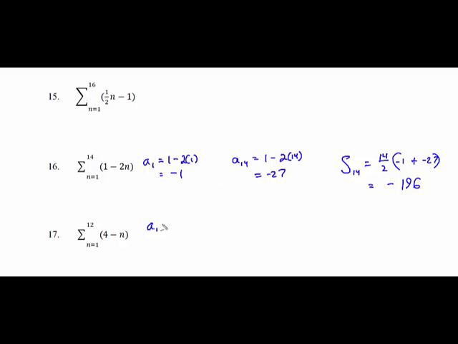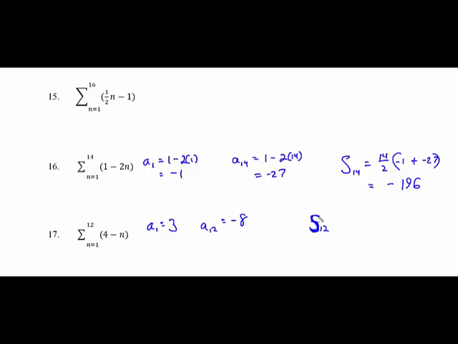All right, here we go. Plugging in 1, since I know I'm going to need it, I go 4 minus 1, which is 3. Plugging in 12, because I know I'm going to need it for my last term, 4 minus 12 is negative 8. Then I get to my summation equation here. This is the sum of the first 12 terms of this arithmetic series.